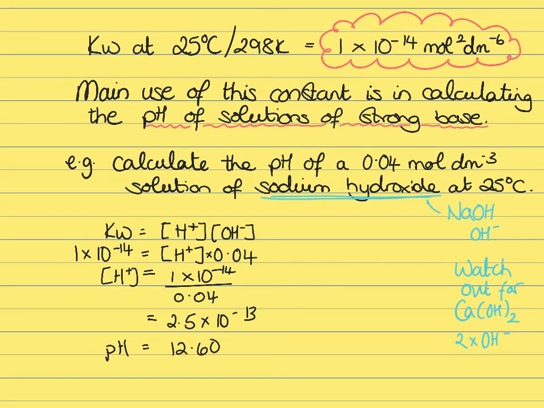Remember, we do tend to quote these to 2 decimal places. But again, check the question as to what it's asking for. And then also do a bit of a mental check yourself in terms of how sensible that number is. So 12.60 is a basic, alkaline pH, so we know that it's probably going to be okay. If you get a number like 6 or something, then you know you've done something very wrong.